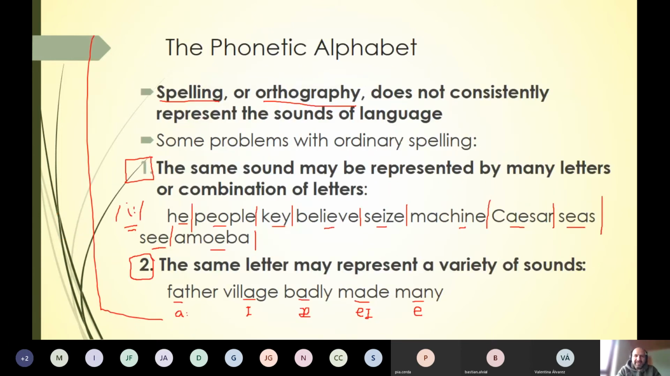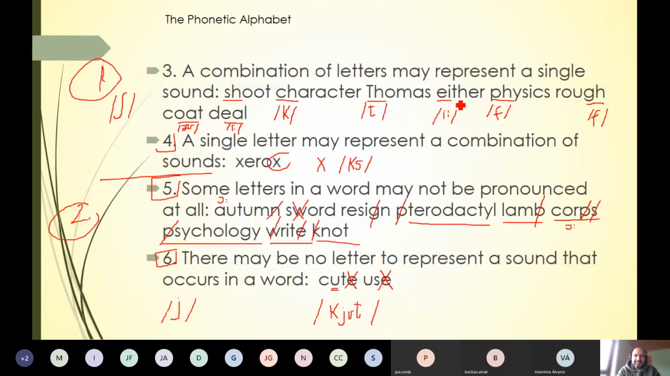So this is why spelling or orthography does not consistently represent the sounds of the English language. Because sometimes one sound may be represented by many letters, or the same letter may represent a variety of sounds. Sometimes two letters can be represented by one sound, or one letter can be represented in two sounds, right? Sometimes letters are not pronounced. So that is something to consider when we are learning and teaching this language. Okay.